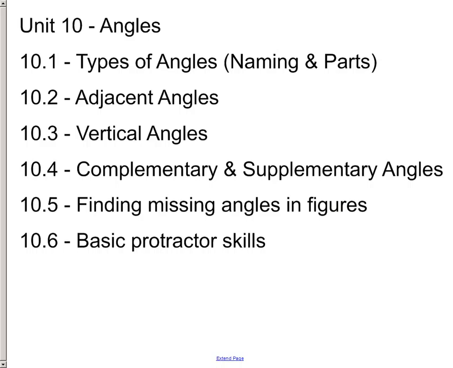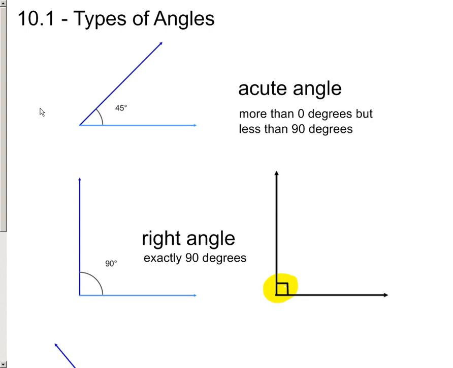Okay, so this unit's going to be all about angles, basically. We've got 6 different parts, as you can see there. This lesson is just going to be dealing with 10.1. It's basically types of angles, and also talking about naming them and the parts of an angle. So let's get straight on into the lesson here at this point.